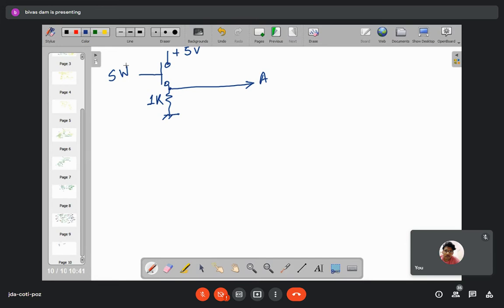I have a switch. If I press the switch, that 5-volt will get connected to this node. And if the switch remains open, the 5-volt is not getting to this particular node. Now, when the switch is open, what will be the logic level available at A? Zero. Zero.